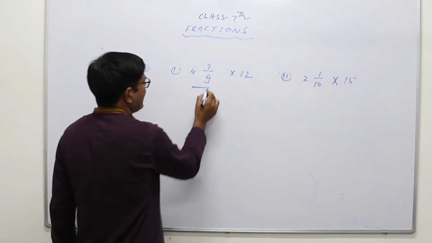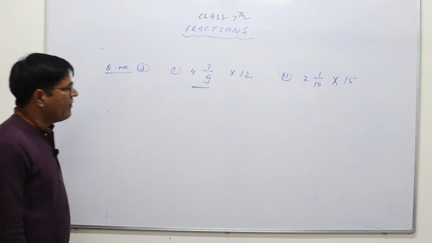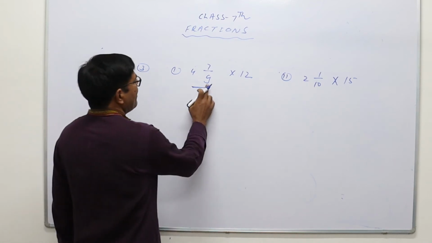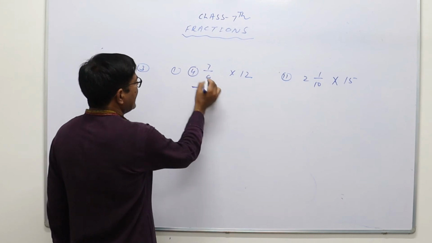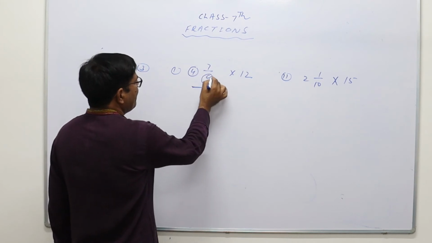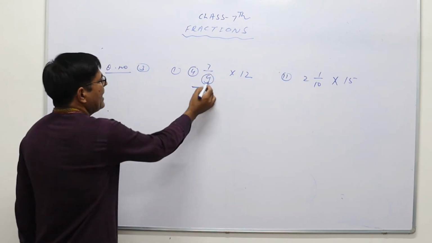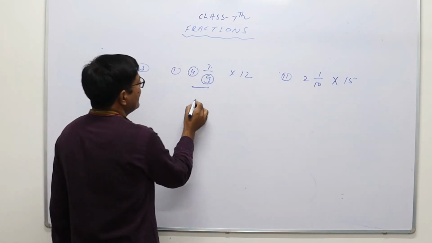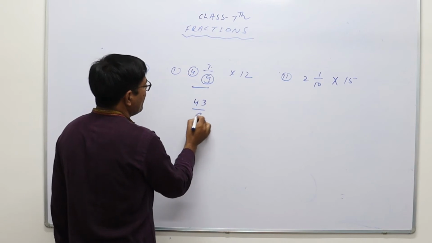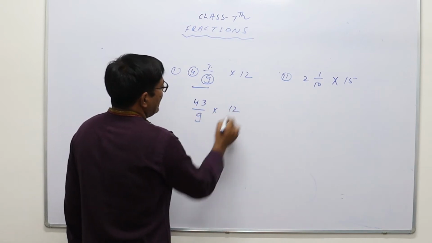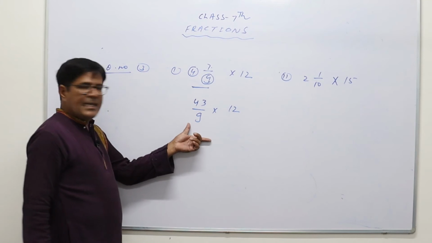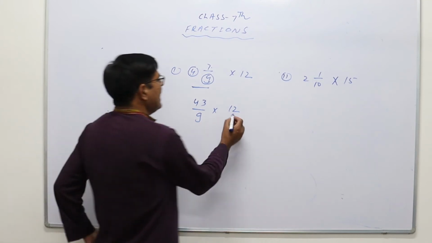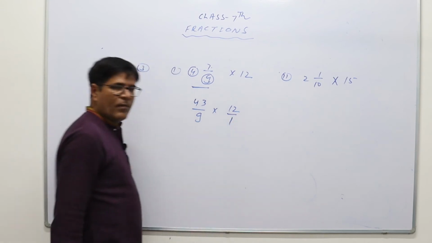Now see, what is this? This is a mixed fraction. So first of all, we will convert this mixed fraction into a fraction. So how will we convert? Multiply this whole number with the denominator of the given proper fraction. So 9 fours are 36 plus 7. 36 plus 7, that is 43 upon 9 into 12. Now this 43 upon 9 is a fraction and 12 is a whole number. So this 12 can be written as 12 upon 1.